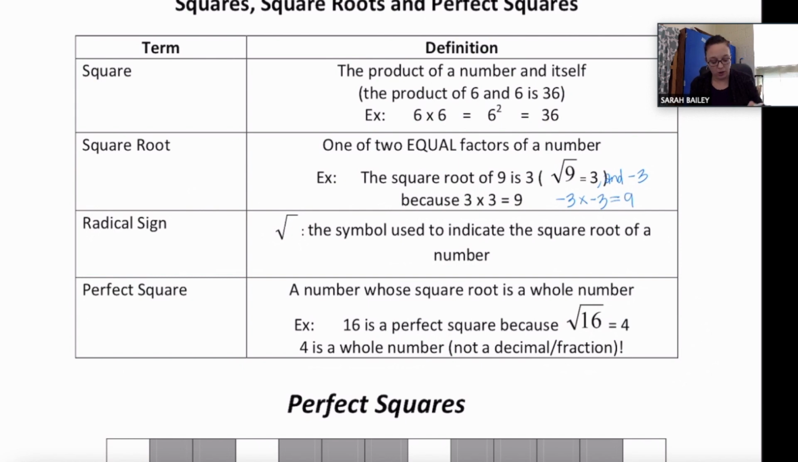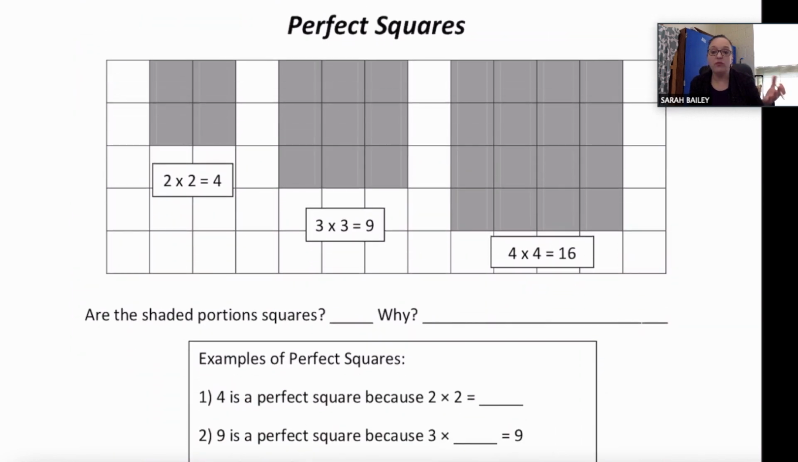So let's go look down here. Perfect squares. We have 3 examples here, right? 2 times 2 is 4, 3 times 3 is 9, and 4 times 4 is 16. So are the shaded portions squares? Yes, each of those shaded portions are squares. And how do we know? Well, when you draw a square, the length and the width are the same. So they are squares because this one is a 2 by 2, that one's 3 by 3, and this one is 4 by 4.